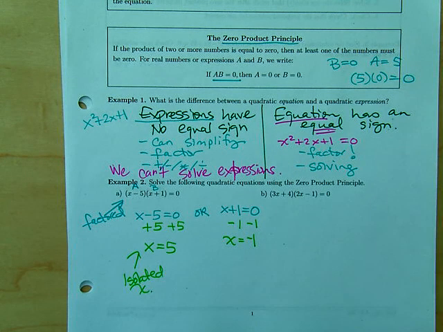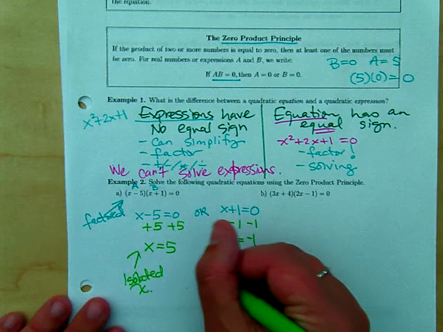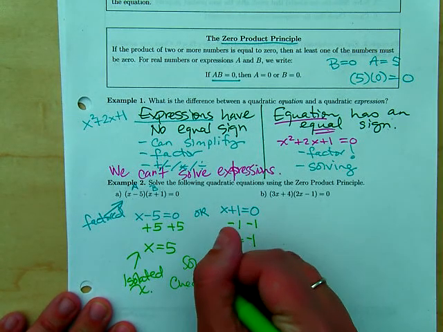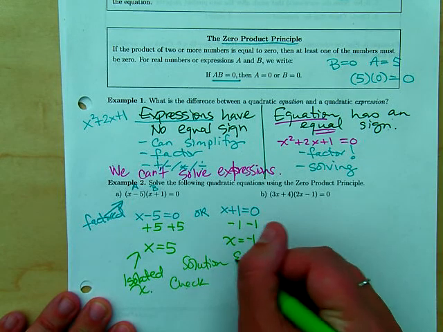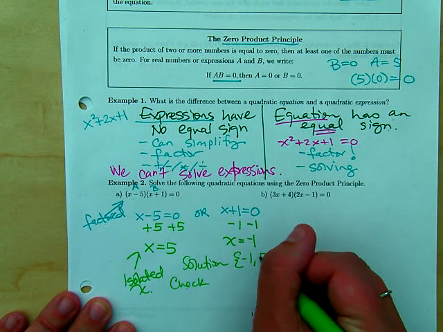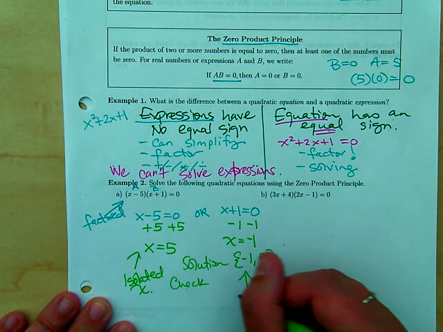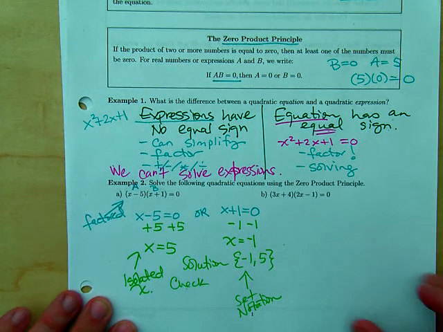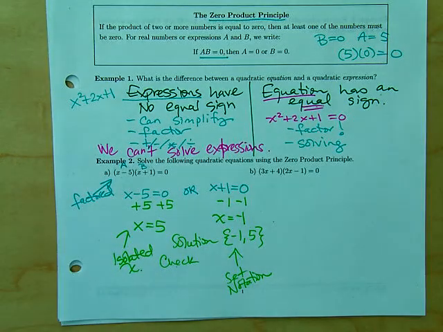So actually, these are solutions. And what can I do to see if they're correct if I really wanted to know if I have the right answer? Yeah, check. So my solutions are -1 and 5. Remember the set notation from Math 60? We use that when we have a solution, we put it in set notation.